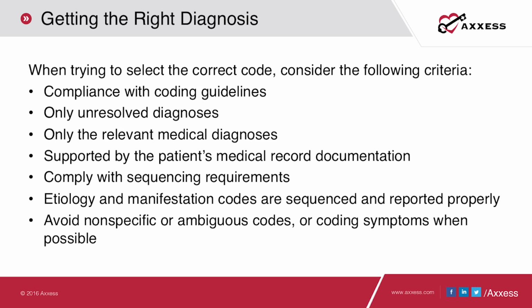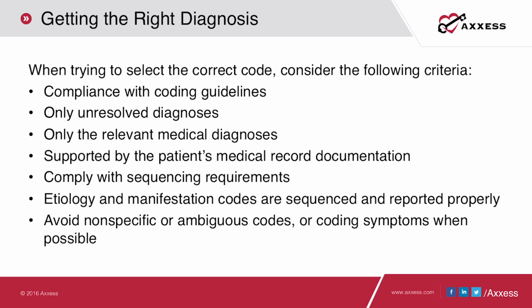We need to ensure that we are complying with sequencing requirements, that etiology and manifestation codes, for example, are sequenced and reported properly. And then we're told we should avoid nonspecific or ambiguous codes or the coding of symptoms when possible. The criteria for selecting a primary diagnosis is as follows.